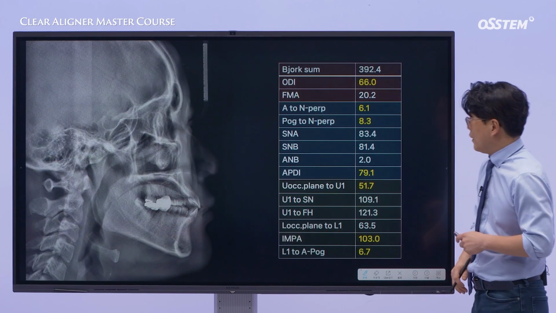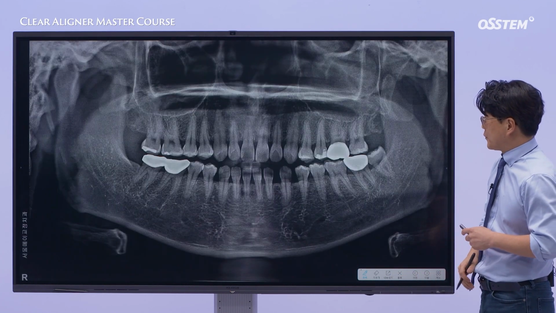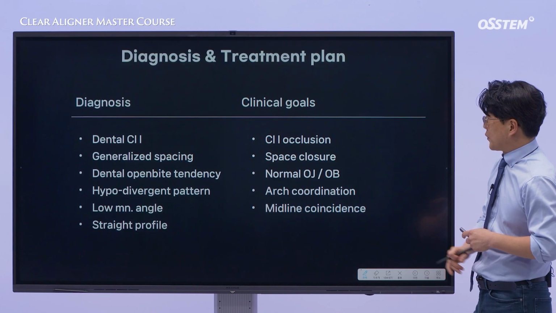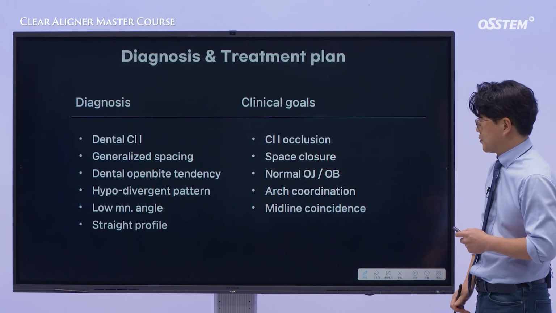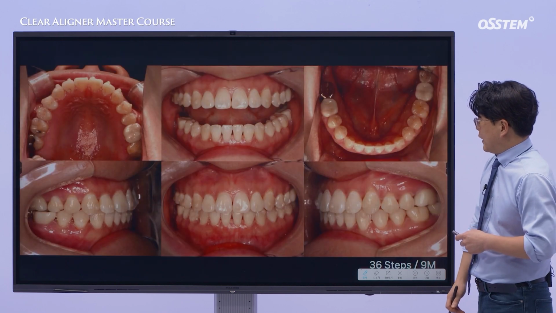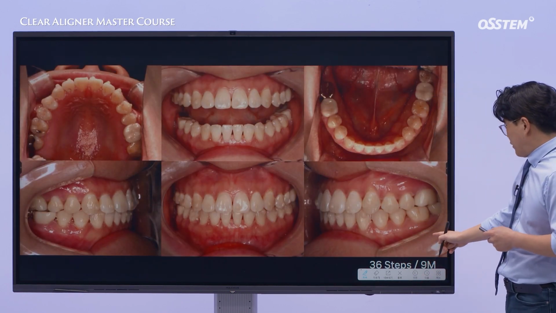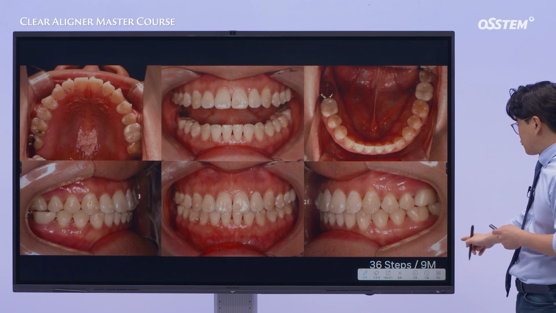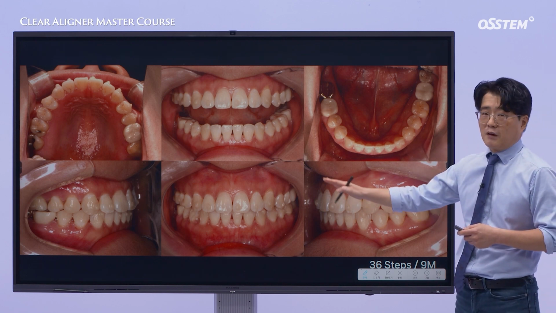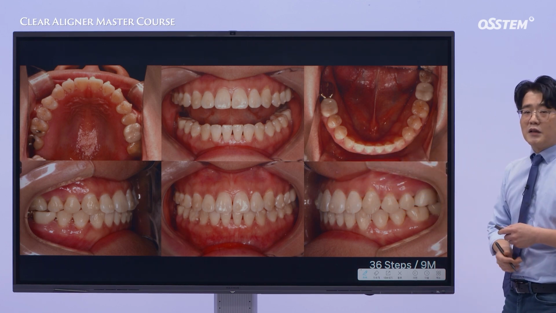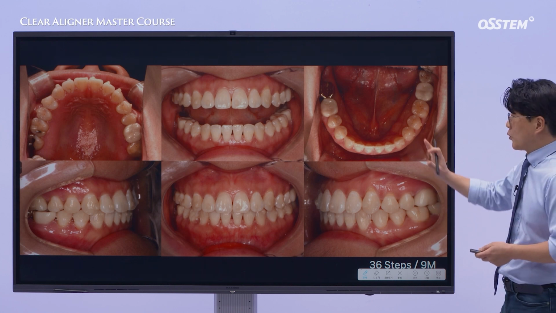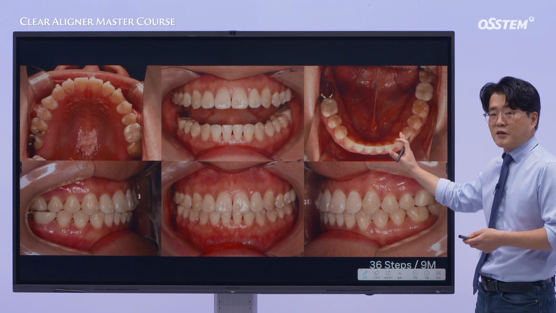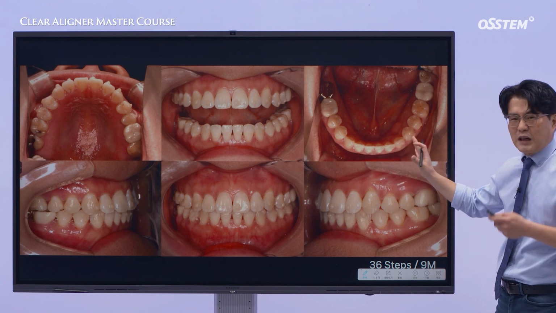Here we have the cephalometric and panoramic radiographs, diagnosis, and clinical goals. It was completed using 36 steps of aligners over 9 months. I am not saying that using brackets is good or bad. Rather, I would like to point out that clear aligners can be more effective for spacing of this extent.